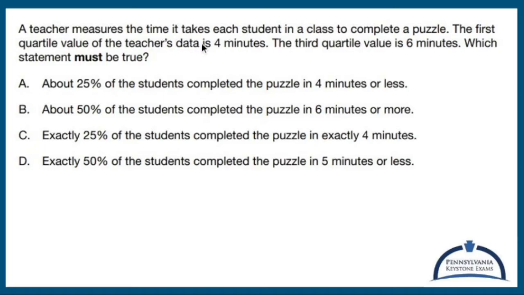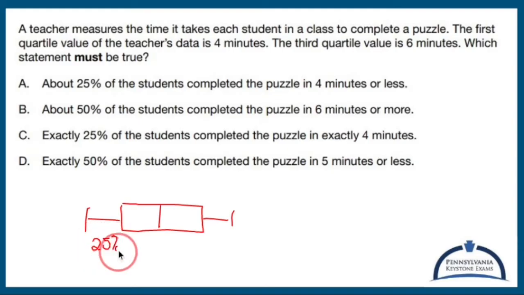A teacher measures the time it takes each student in a class to complete a puzzle. The first quartile value of the teacher's data is 4 minutes. The third quartile value is 6 minutes. Which statement must be true? So when they mention quartiles, they're talking about the grand world of box and whisker plots. Now, a box and whisker plot is split up into 4 parts. 1, 2, 3, 4. Each of those parts makes up 25% of your data.